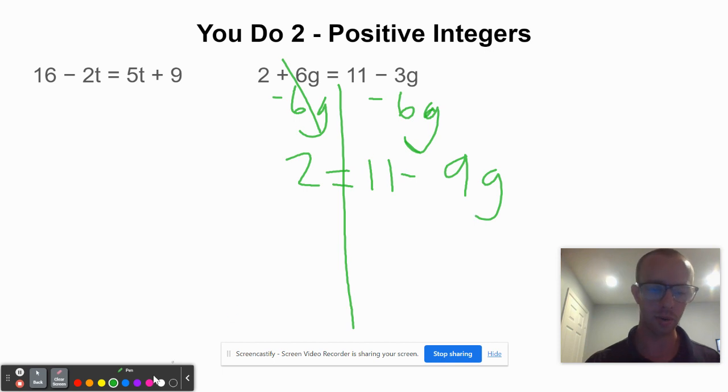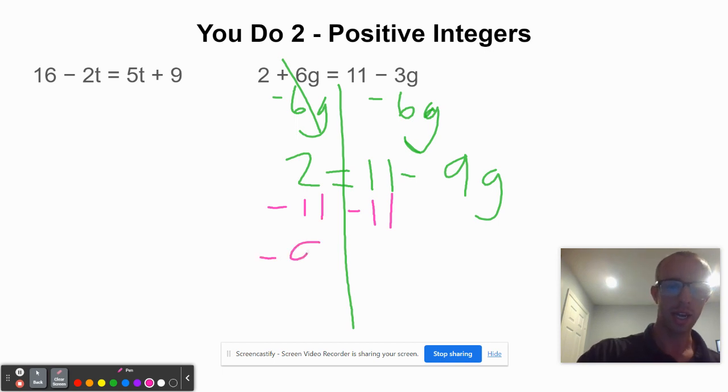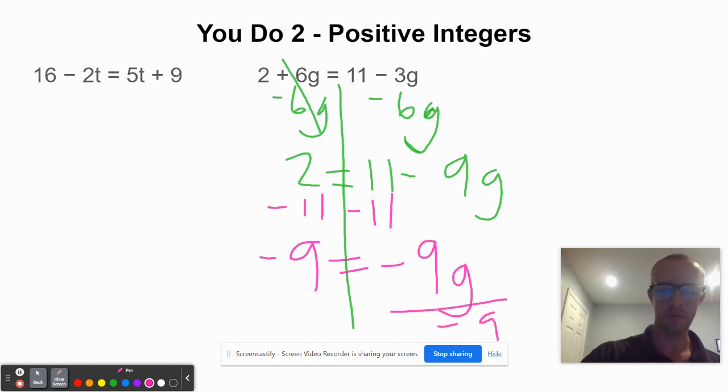Now I have a two-step equation. How do I get rid of this 11 right here? I need to get rid of that 11. Well, that's a positive 11. That's the constant. Subtract 11 from each side. I get negative 9 equals negative 9g. Divide each side by negative 9.